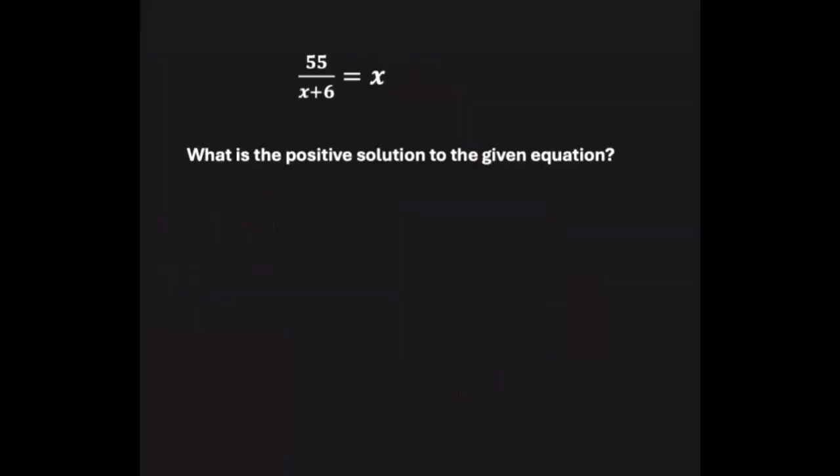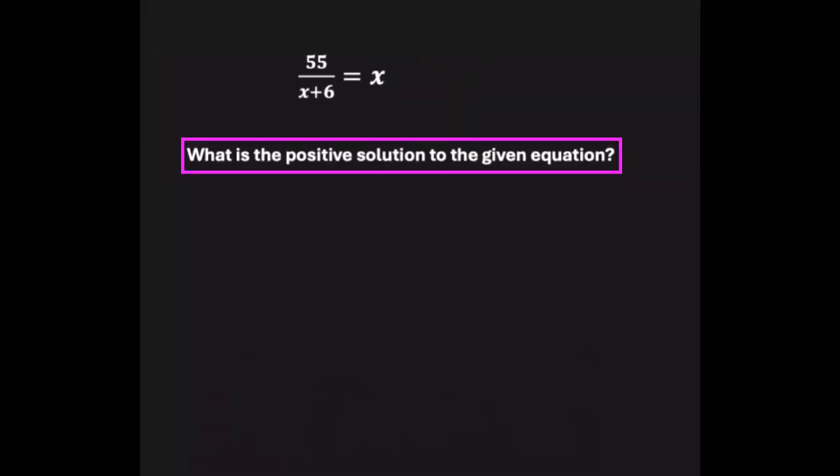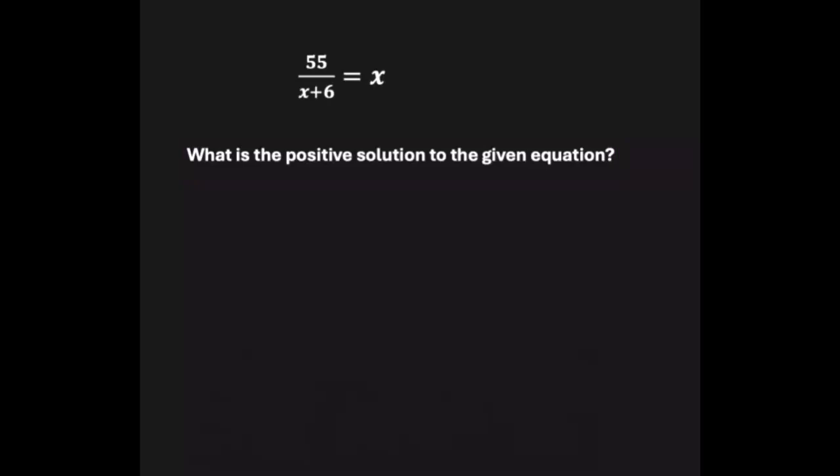Question number 7. What is the positive solution to the given equation? Let us try to simplify first. So we're going to multiply x plus 6 on both sides. So this and this cancel out, and we have 55 on the left-hand side. On the right side, we're going to distribute this here and here. So we're going to have x squared plus 6x. So we're going to subtract negative 25 on both sides.